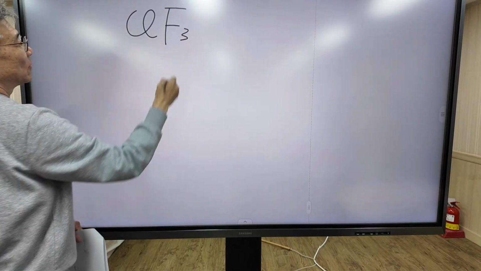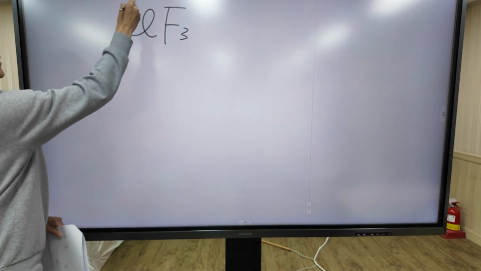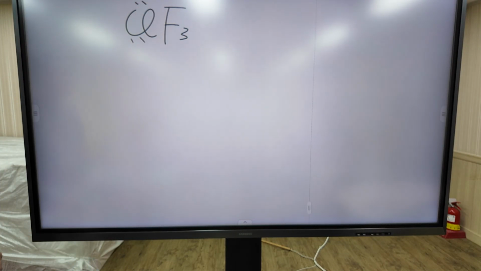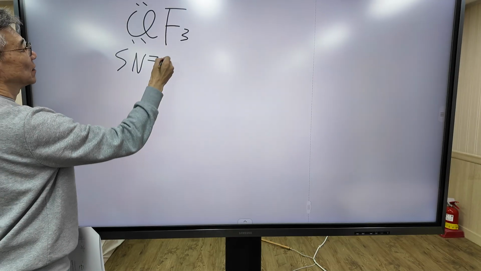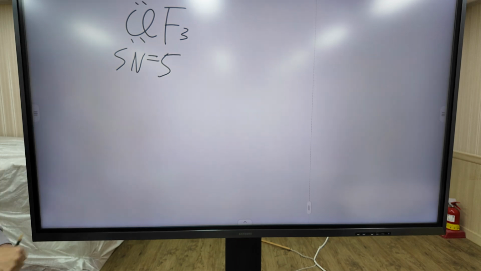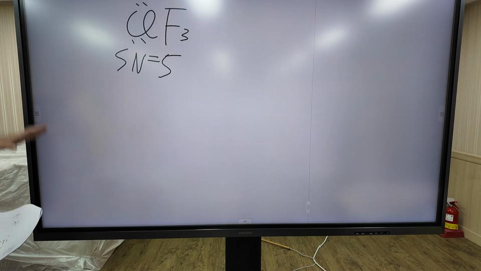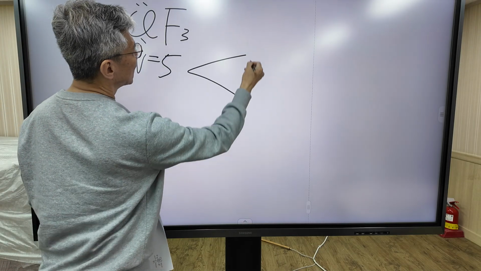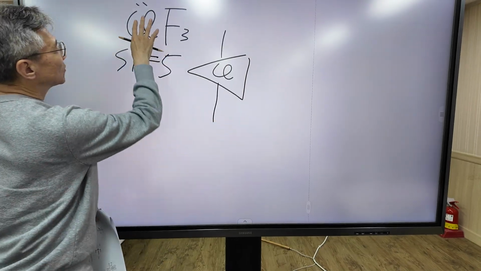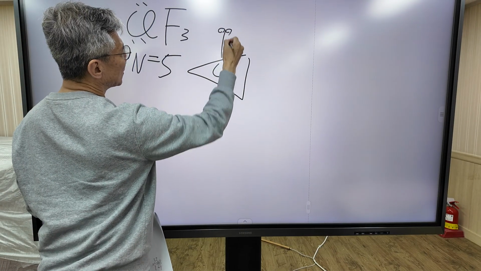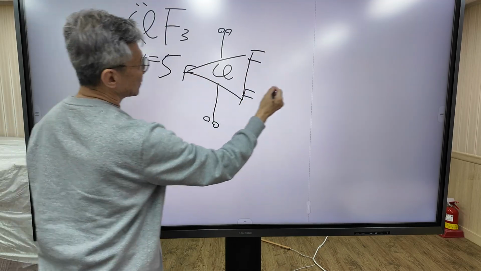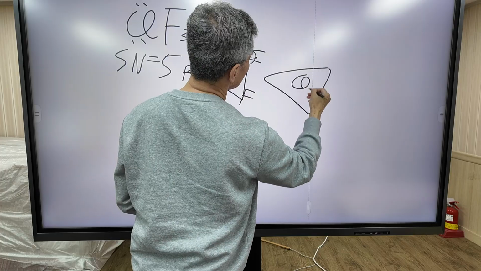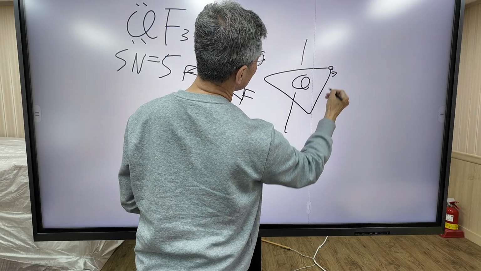ClF3. When you draw the Lewis diagram, there are 2 lone pairs on the chlorine atom. So similar to SF4, the steric number is still 5. Trigonal bipyramidal structure. So there are 3 possible structures. The first structure is both lone pairs are on axial positions. The second possible structure is both lone pairs are on equatorial positions.